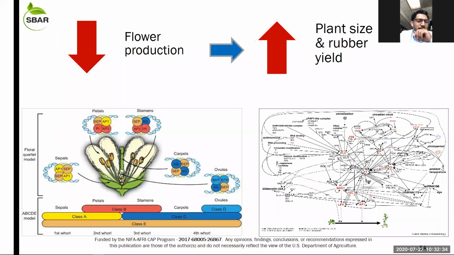We hypothesized that a reduction in flower production would lead to an increase in plant size and/or rubber yield. So by using what we know about the floral quartet model of flower development, we constructed several agrobacterium-mediated transcription factors that have the potential to repress the genes responsible for flower development, thus creating a potentially flowerless guayule.